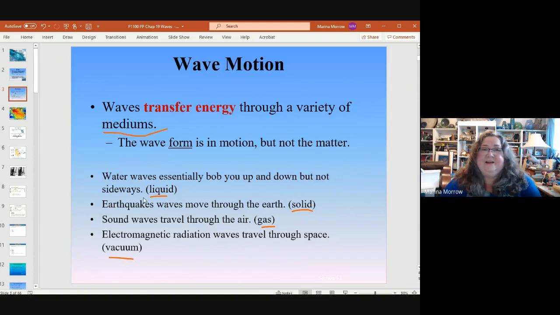So the sun can reach you from 93 million miles away. That sunlight reaches you here on Earth after traveling through 93 million miles of vacuum.